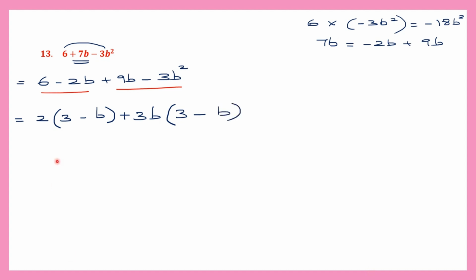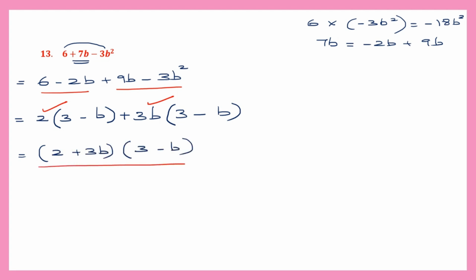So now I have 3 minus b, 3 minus b. So write only this and this. So what do we get? 2 plus 3b and 3 minus b. So these are the factors and this is my answer.